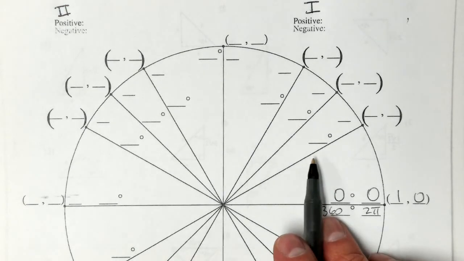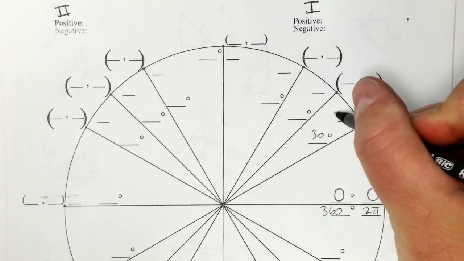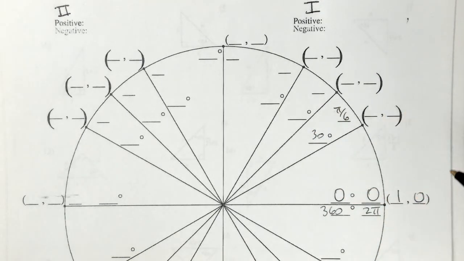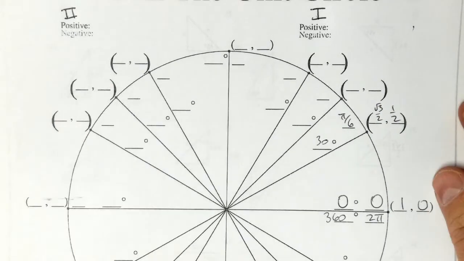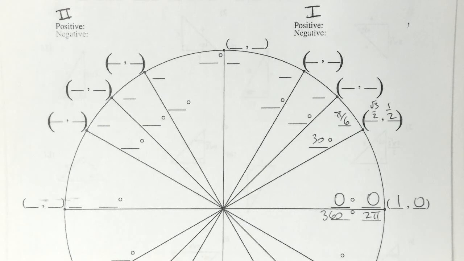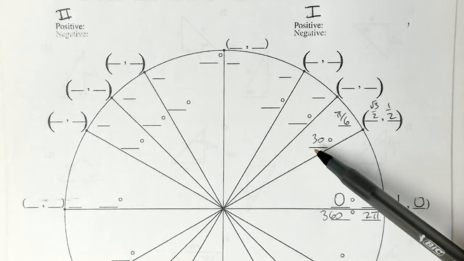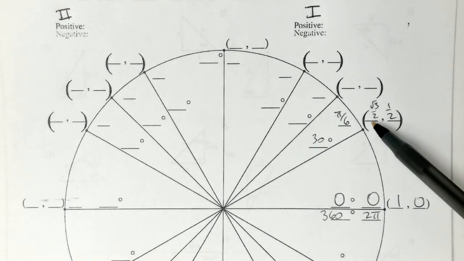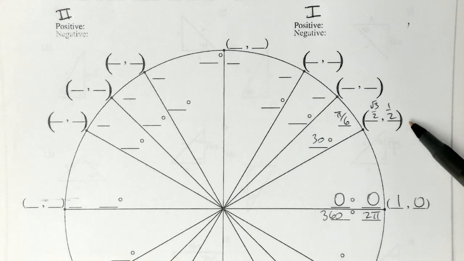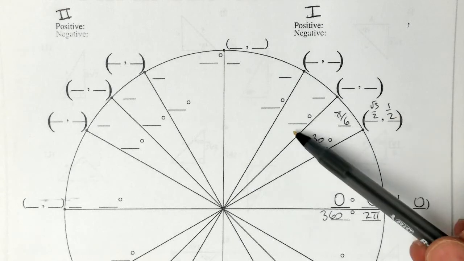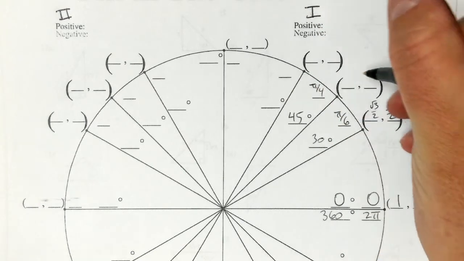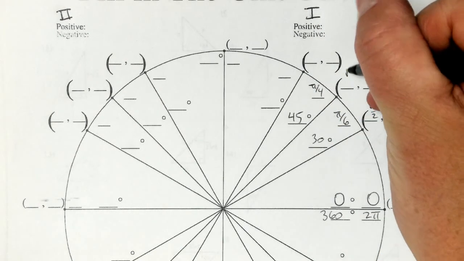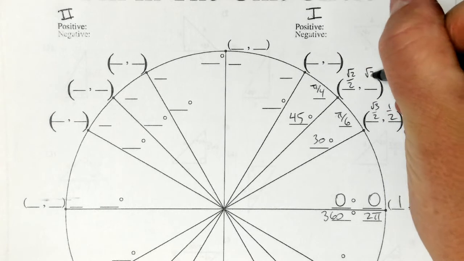So the next one would be 30 degrees, which is pi 6. And that ordered pair is square root of 3 over 2, comma, a half. 30 degrees, pi 6, and square root of 3 over 2, comma, 1 half. So then the next one would be 45 degrees with pi 4s. And that's the square root of 2 over 2 for both x and y.